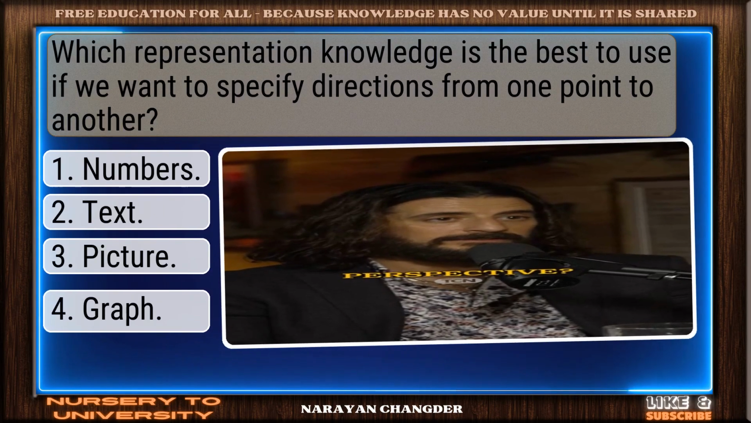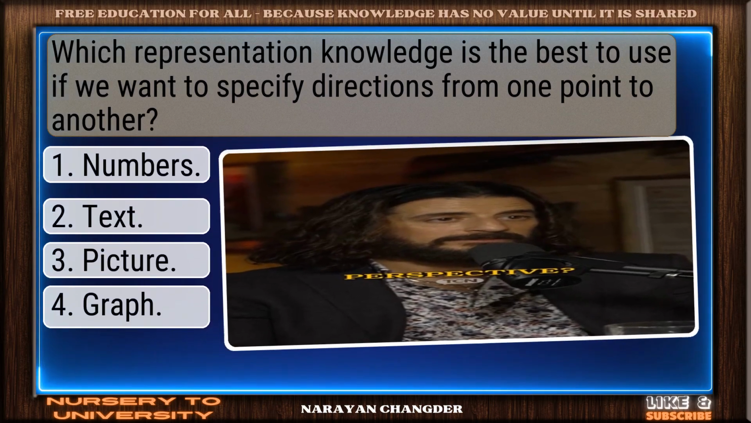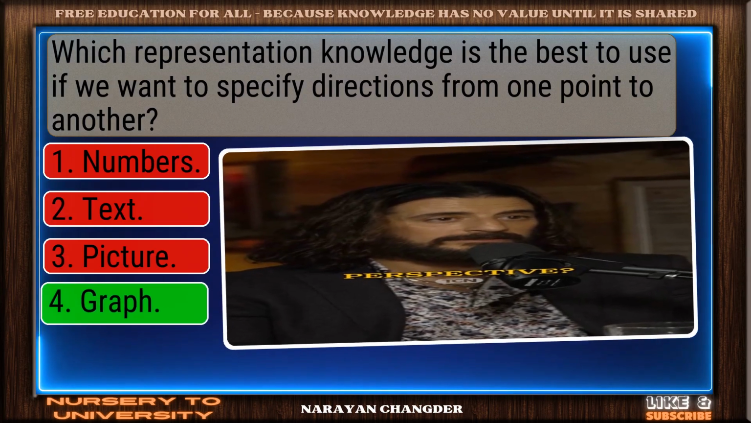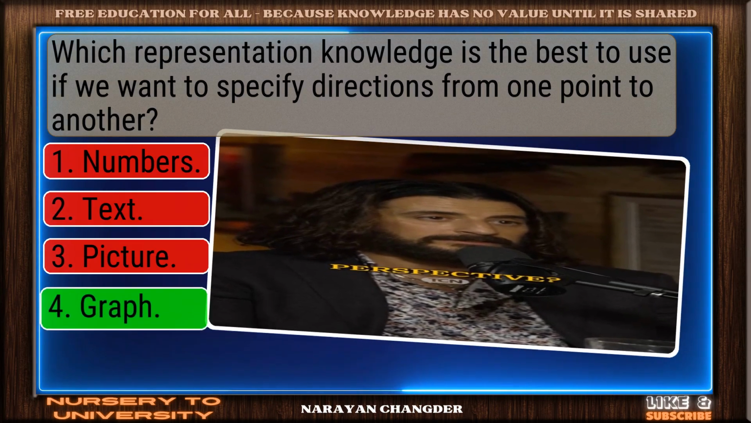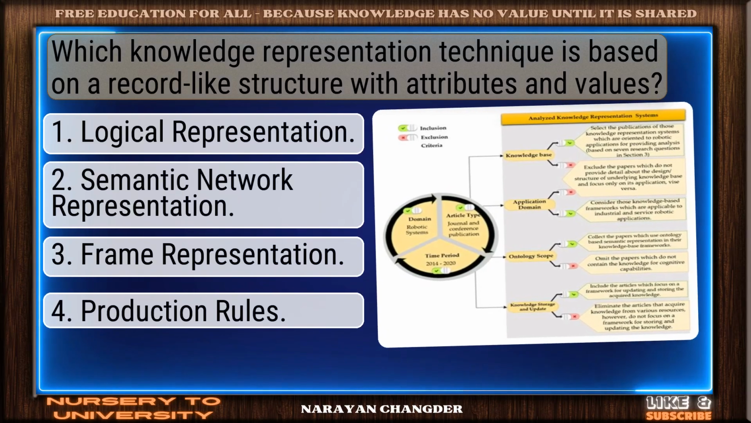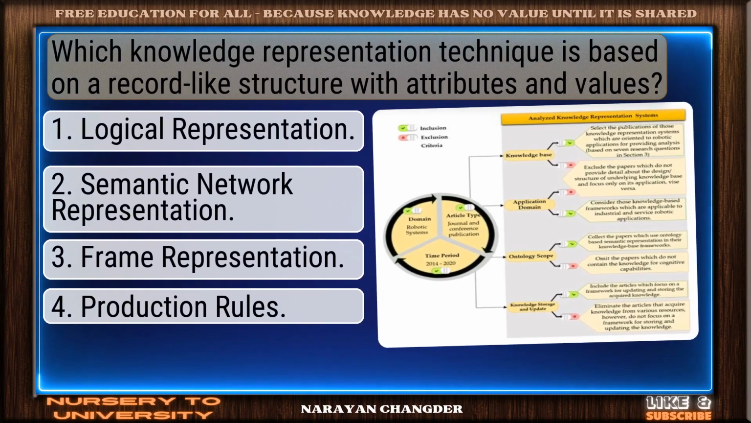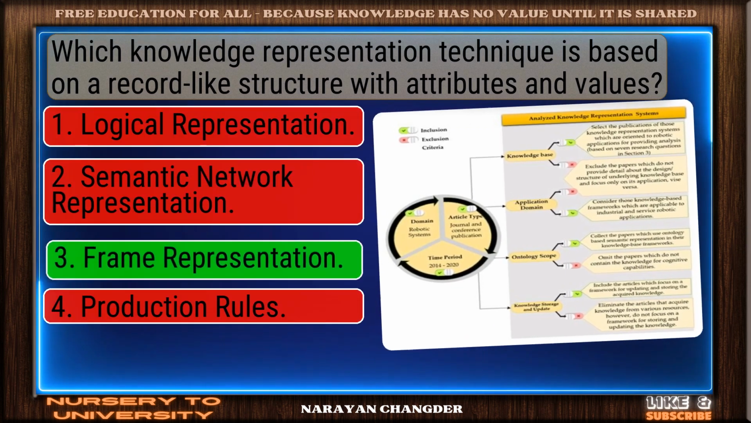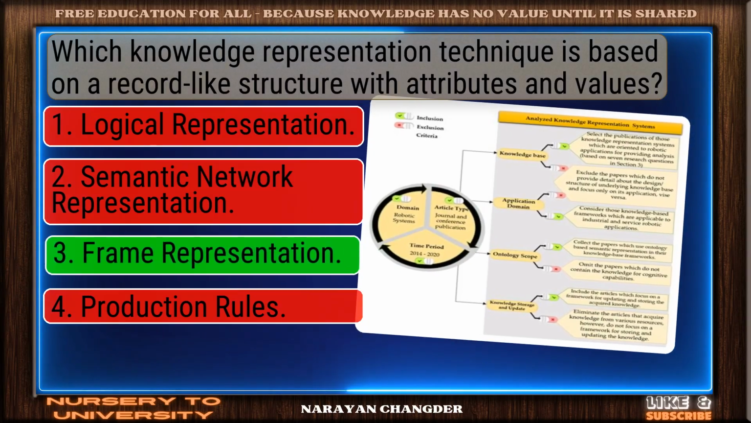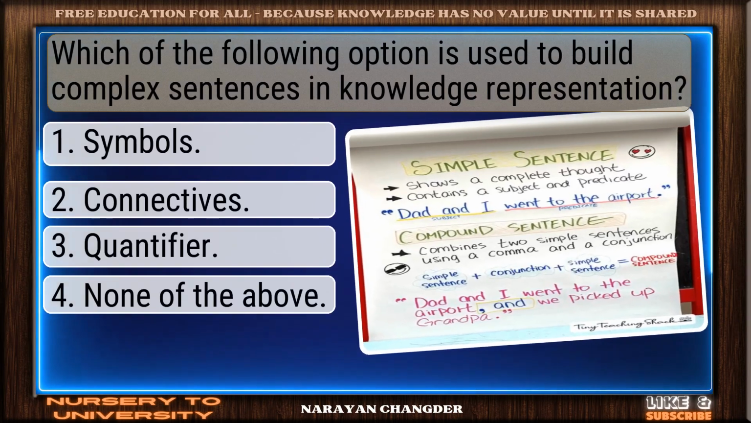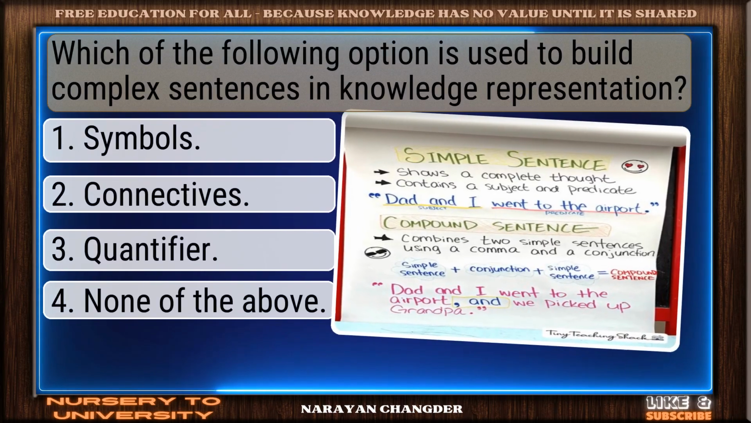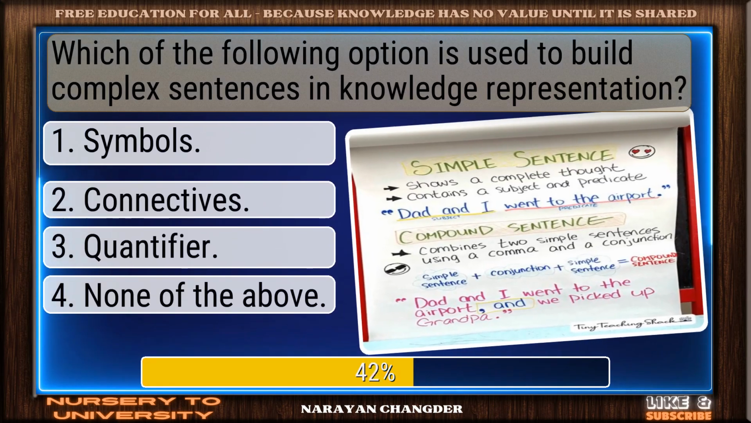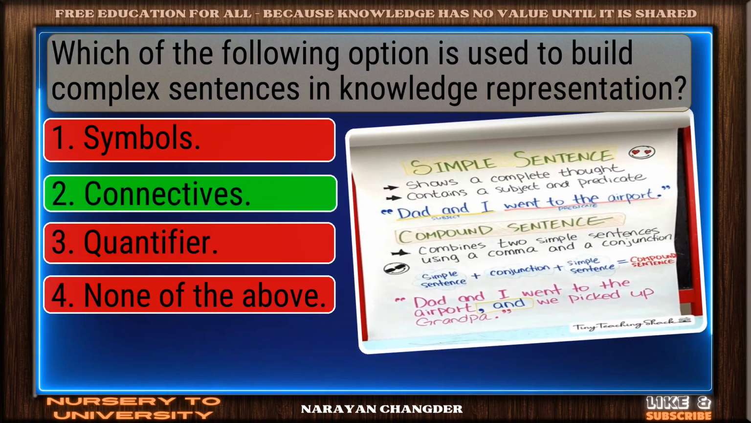Question number 5. Which knowledge representation is the best to use if we want to specify directions from one point to another? Smart move. Graph is an accurate answer. Question number 6. Which knowledge representation technique is based on a record-like structure with attributes and values? You're right. Frame representation is the correct answer. Question number 7. Which of the following options is used to build complex sentences in knowledge representation? Nicely done. Connectives is a solid answer.